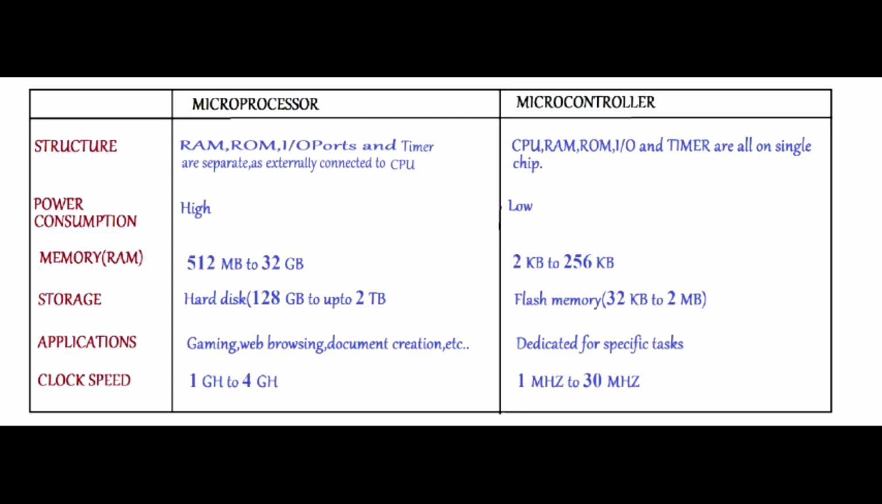For read-only memory, or ROM, a microprocessor has 128 GB to 2 TB, whereas in a microcontroller, it is from 32 KB to 2 MB. Last but not the least, power consumption. A microprocessor requires high power consumption, whereas a microcontroller requires low power consumption. That's all for the differences between microprocessor and microcontroller.